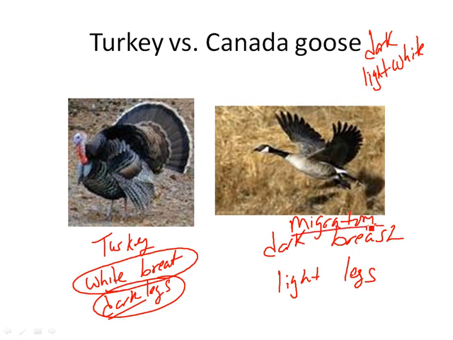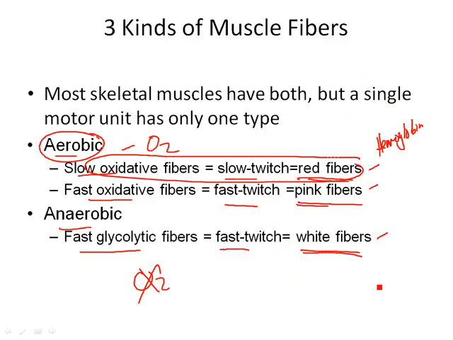They fly for miles and miles. So if you look at their breast, they have that dark meat, that endurance meat, that aerobic meat. And their legs, usually not as dark, because they're going to swim a little bit, but they don't do a lot of running, they just kind of waddle around. So when you're thinking about which one's the red fibers, and which one's aerobic, and which one's the light fibers, and which ones are anaerobic, think about a chicken, and think about a duck, think about what they're doing.